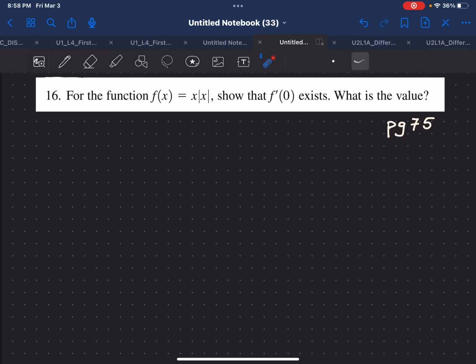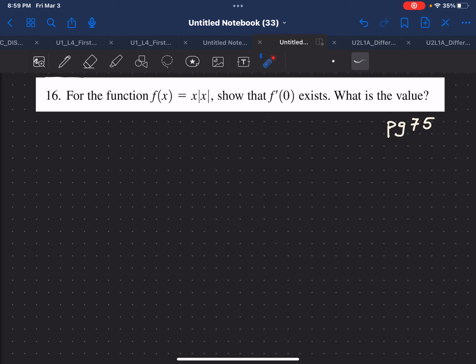Let's continue with another textbook question, page 75, number 16. Let's read the question first. For the function f of x equals x absolute value of x, show that f prime of 0 exists, and then determine the value of it. As you can see, we are dealing with an absolute value function, and we're trying to find the derivative of it, and then evaluate it at x equals 0.